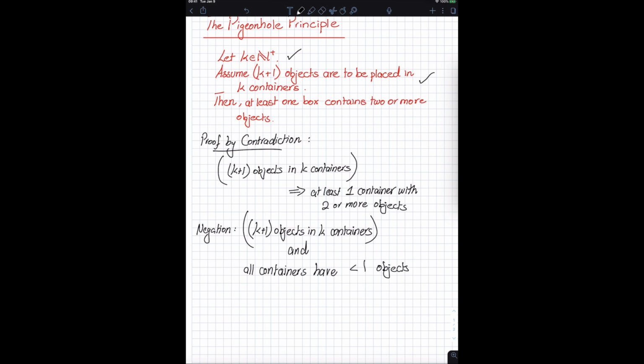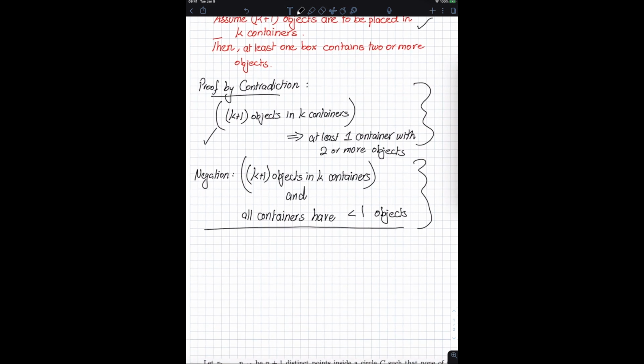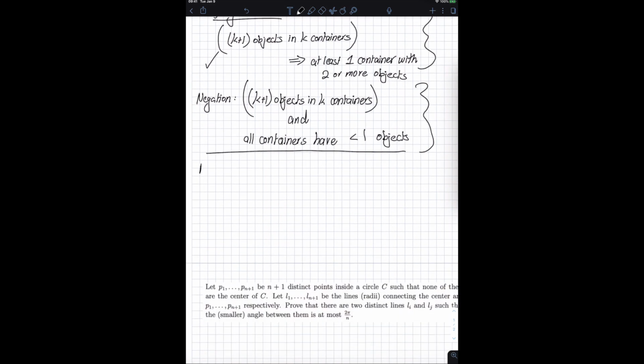Now notice that only one of these two statements can be true. In other words, since one of them is the negation of the other, if one of them is true, then the other one must be false. So in this case, I'll show that the negation must be false. And if the negation is false, then this statement over here must be true, and that will prove the pigeonhole principle.